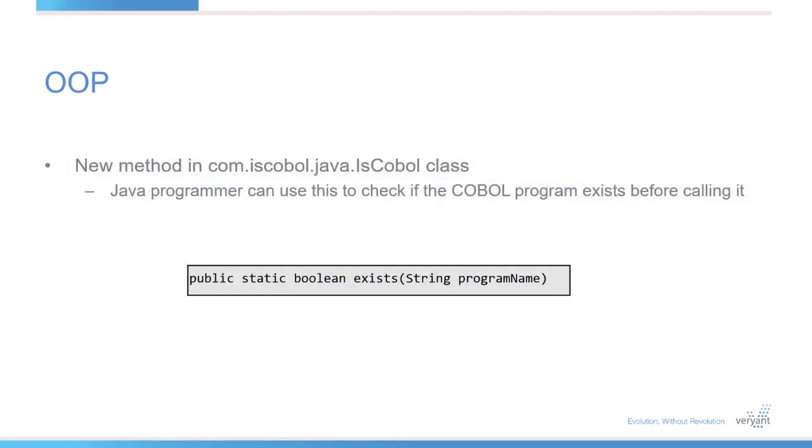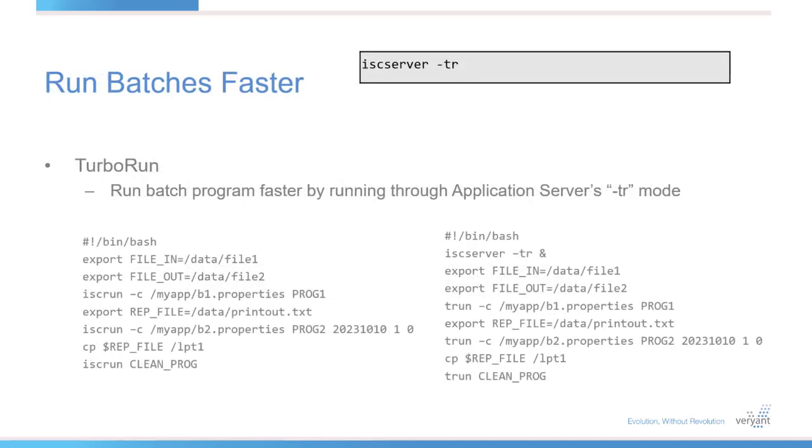We've added a new method in the isCOBOL class so that your Java program can check to see if a COBOL program exists before it calls it. And the new TurboRun feature improves performance when you're running numerous batch programs, one after the other. Instead of starting up a new instance of the Java virtual machine every time you start a program, TurboRun uses the application server technology to execute each of the batch programs inside of the same JVM. It keeps it active from the beginning to the end. We're going to see how that saves time in the demonstration in a little bit.